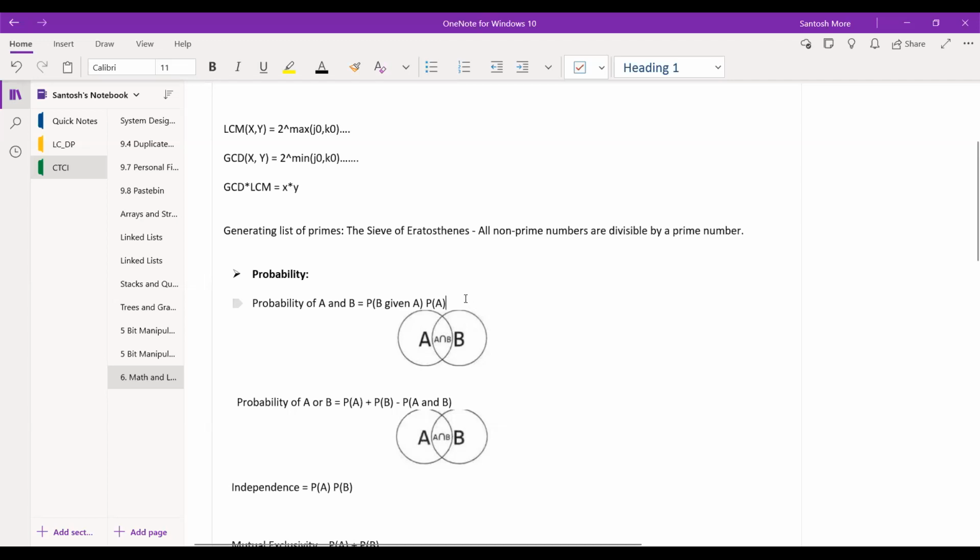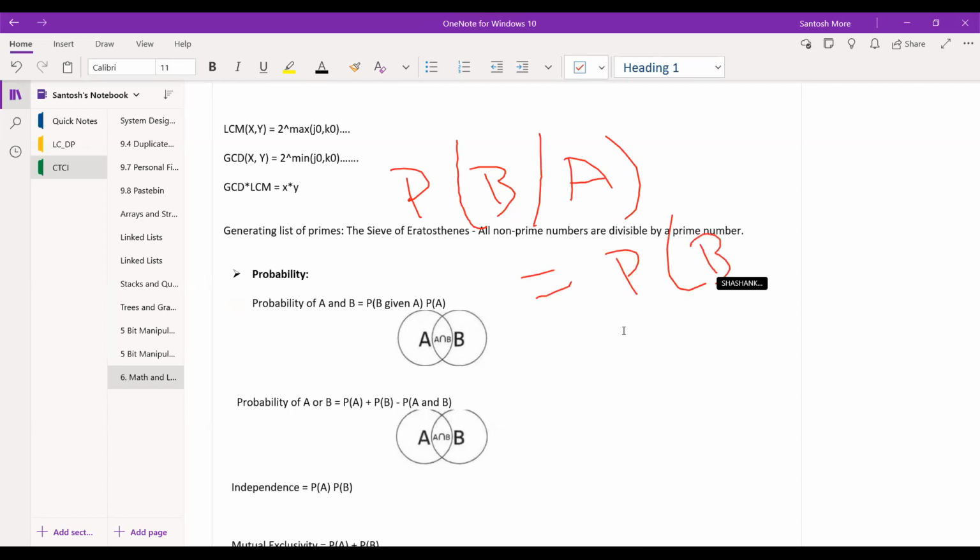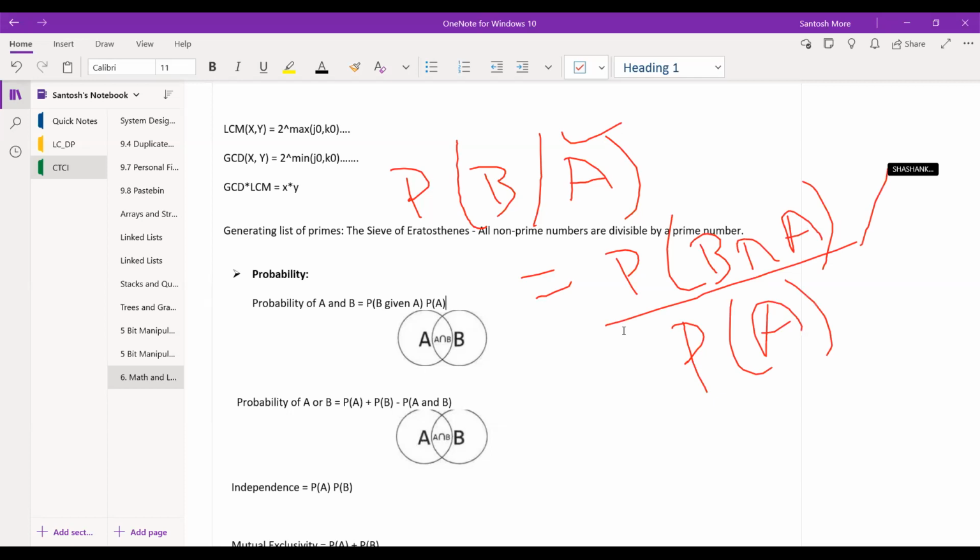So what it says is, if you are given the probability of A and you know what is the percentage of B present in A, and you just multiply both of them, you'll get the intersection part of A and B. I think it's like this formula only. B you have to find, A is given. So this is equivalent to P of B intersection A upon P of A.